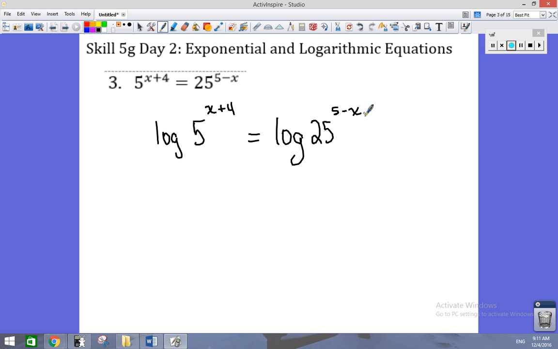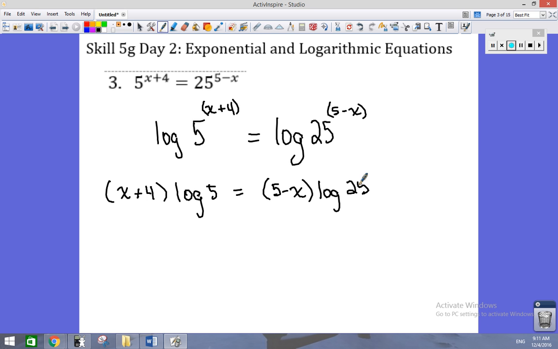So now that I take the log of the left-hand side, I've got to take the log of the right-hand side. By the product rule, these exponents come down out in front as coefficients for multiplication. So I have x plus 4, one factor, times the factor log of 5. And then I have this binomial that comes down, here's the factor on the right-hand side, times this factor of log of 25.